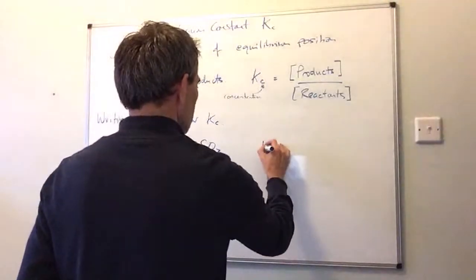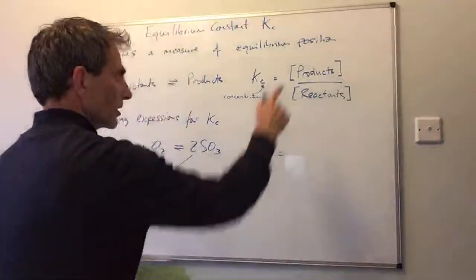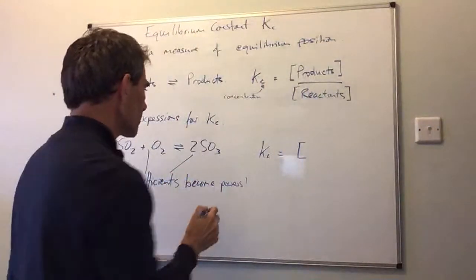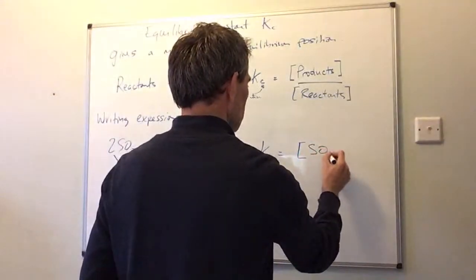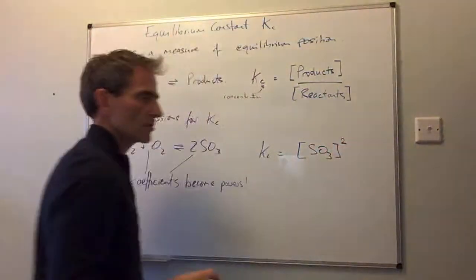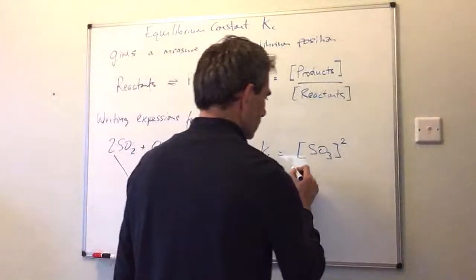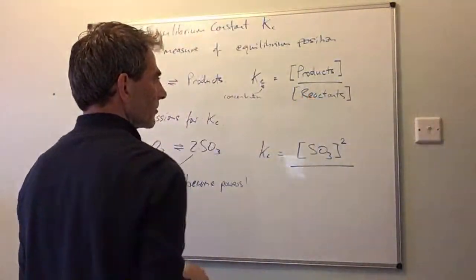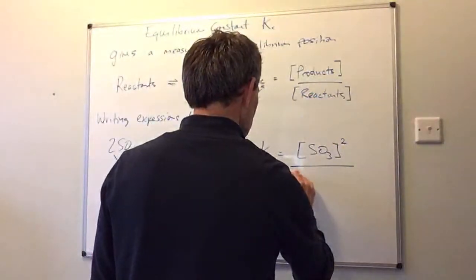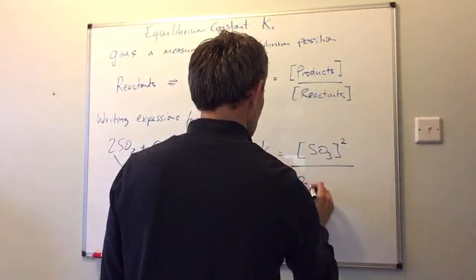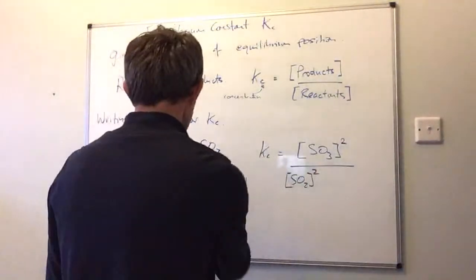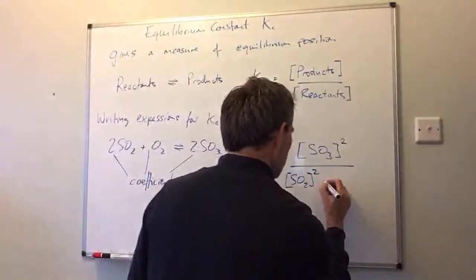So what would the Kc expression look like for this? Product on the top, square brackets for equilibrium concentration in moles per decimeter cubed, SO3, coefficient of 2, so it becomes squared, divided by the equilibrium concentrations of the reactants. We've got 2 reactants. We've got SO2, so that's a square bracket, coefficient of 2, so it's squared, and it's not plus, it's multiplied by.